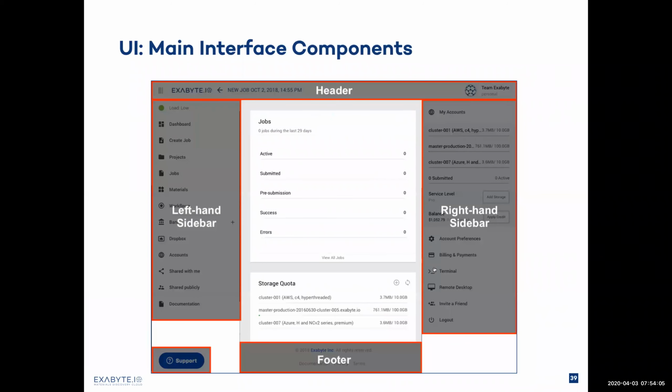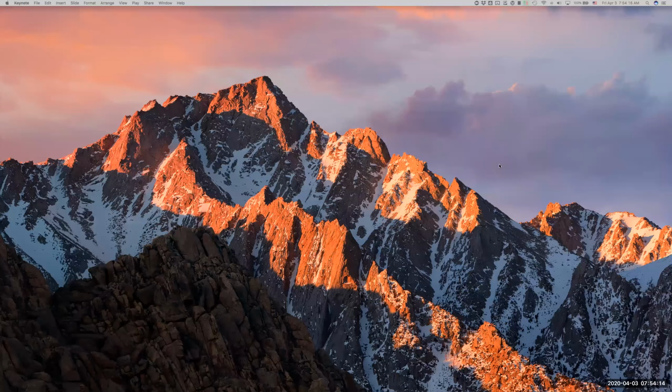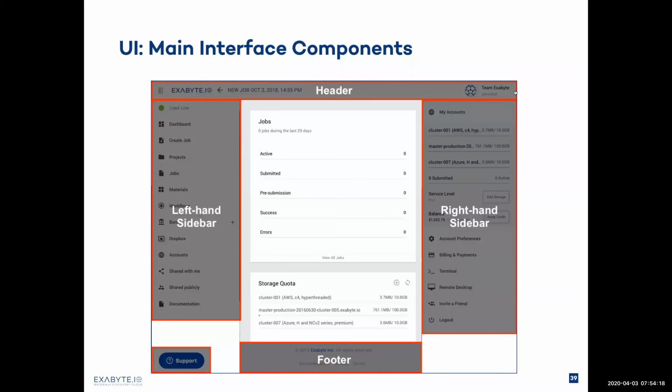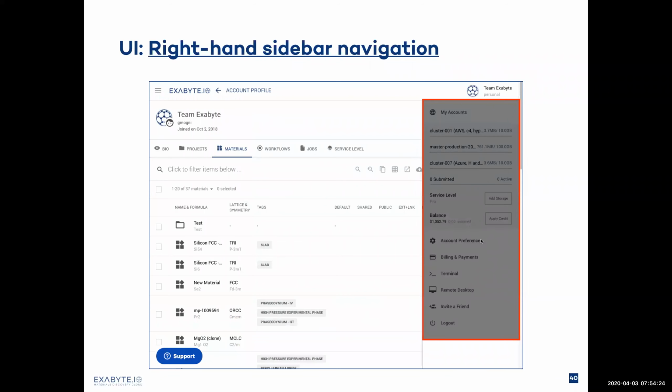In the right-hand sidebar, we have the collection of administrative items. So to open the right-hand sidebar, oops, I apologize, let's go back. Yeah, to open the right-hand sidebar, we need to click on the account name at the top. And we will be able to navigate to the list of our payments from, for example, the past, or to the account preferences, or we can open the terminal or remote desktop sessions from here as well.